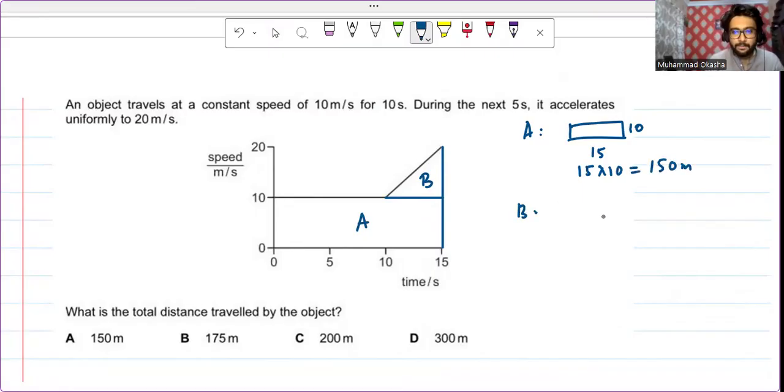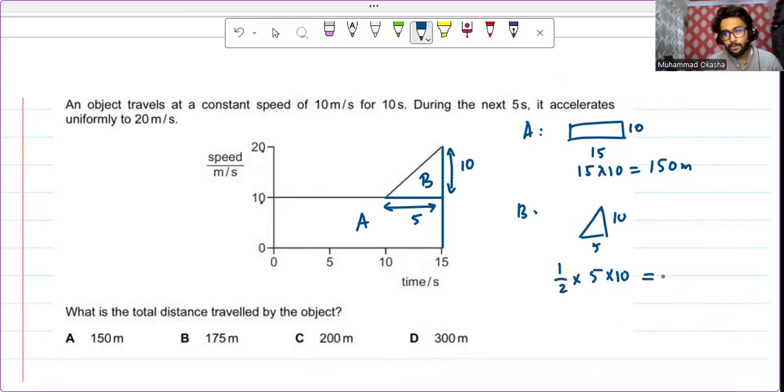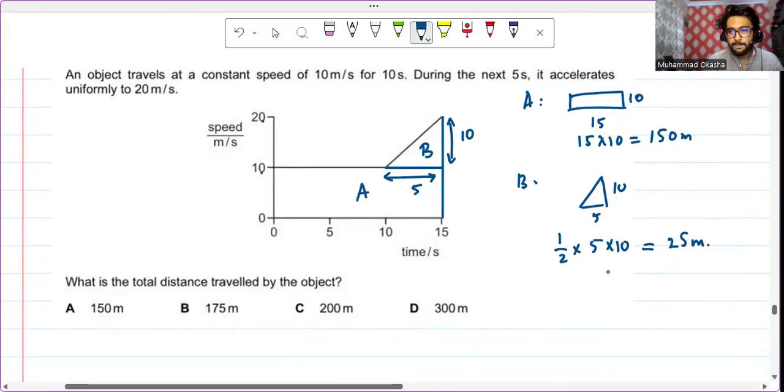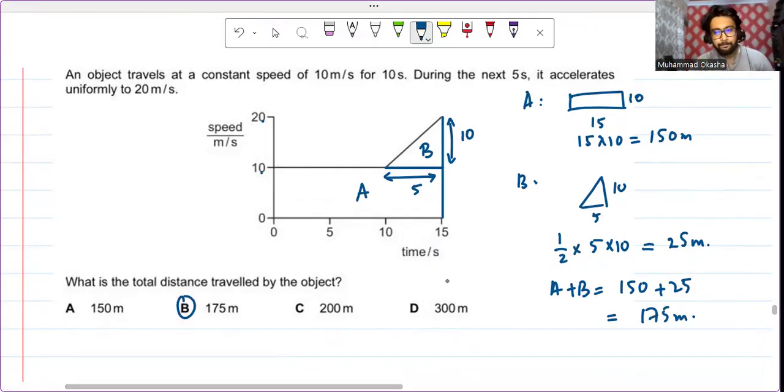B is a triangle, right? If you carefully notice, the base of the triangle is 5 and the height of the triangle is starting from 10 and you get 20. So this is going to be 10, right? So 1 by 2 multiplied by 5 multiplied by 10 is going to be 25 meters, right? So A plus B, total distance would be equal to 150 plus 25. Altogether, it should be 175 meters. B is your answer.